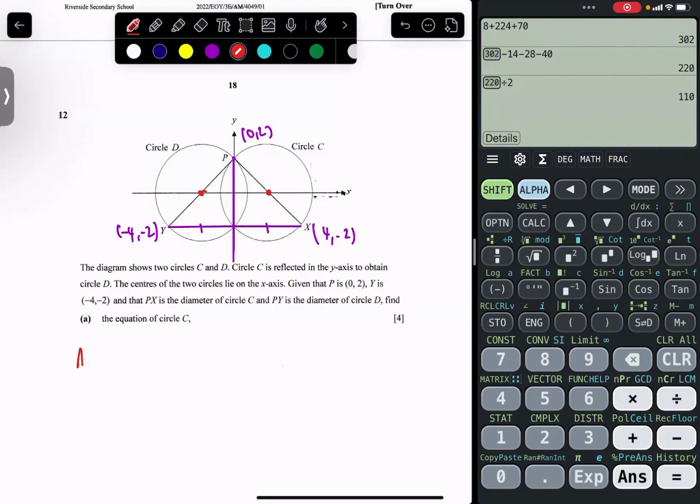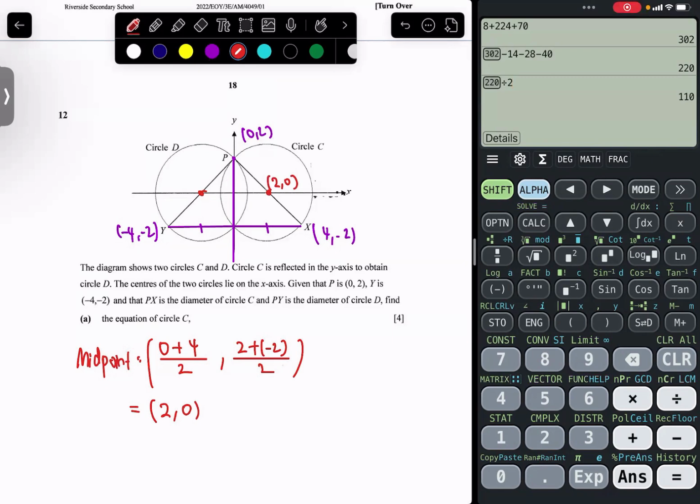Okay, so midpoint is (0 plus 4) divided by 2, and (2 plus negative 2) divided by 2, which is 0, right? Because it's the x-axis. So it's (2, 0). Therefore, the center is 2 and 0.